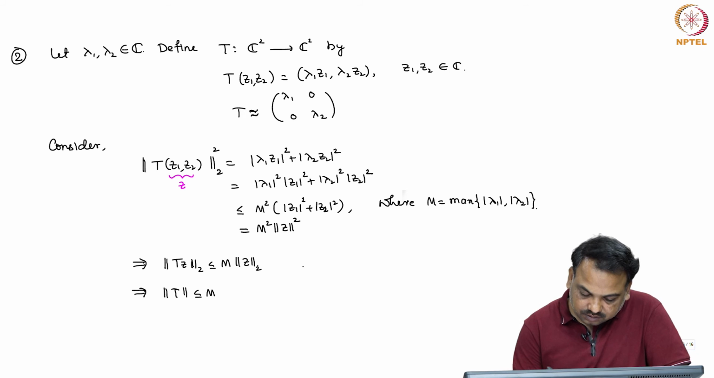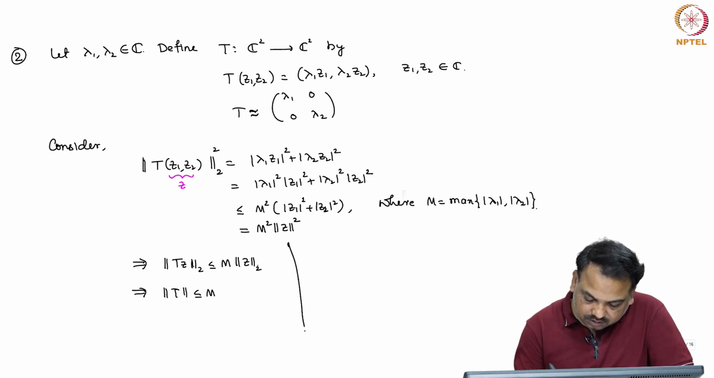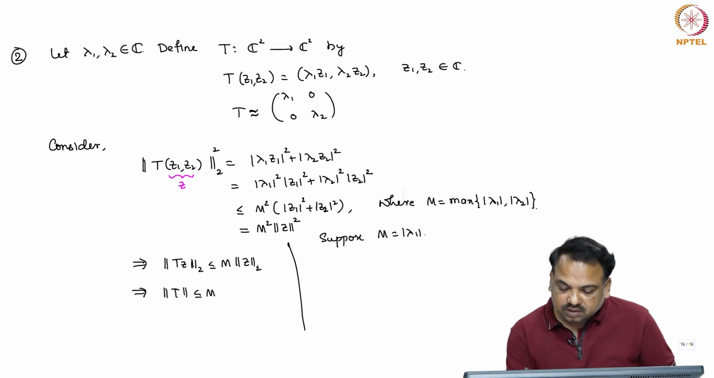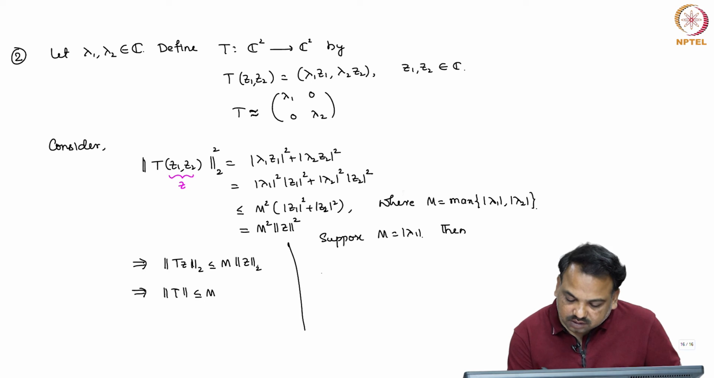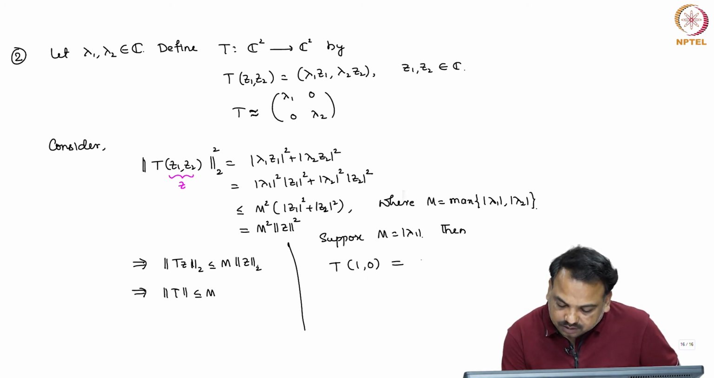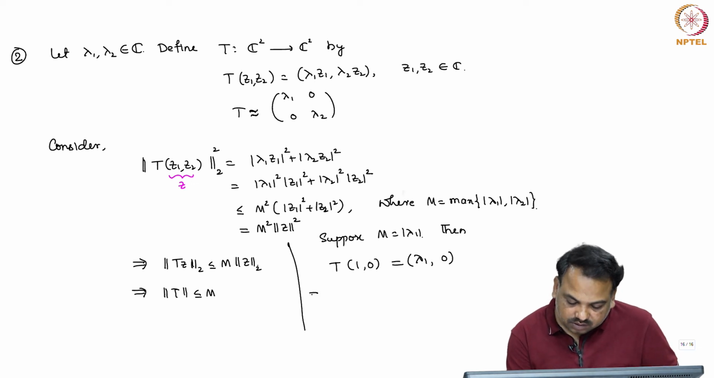Okay, so suppose m is mod lambda 1, without loss of generality, assume that. So then look at T of (1, 0), that is nothing but (lambda 1, 0). So this implies norm of T(1, 0) is mod lambda 1, this is nothing but m.